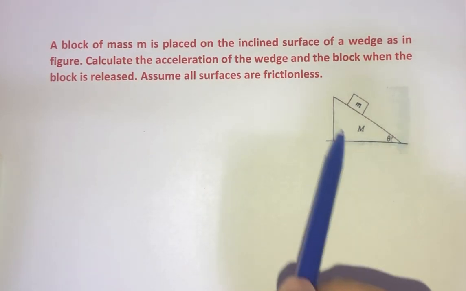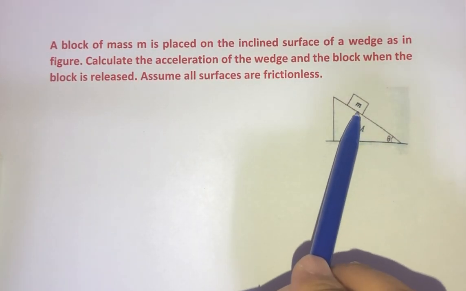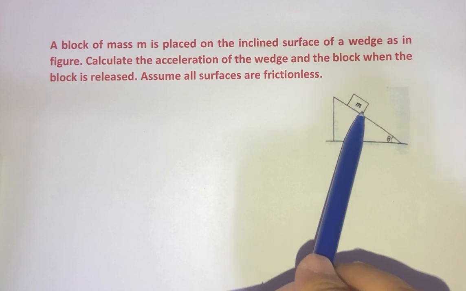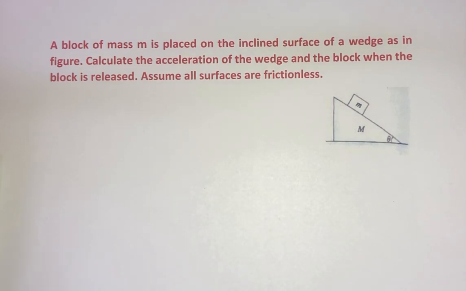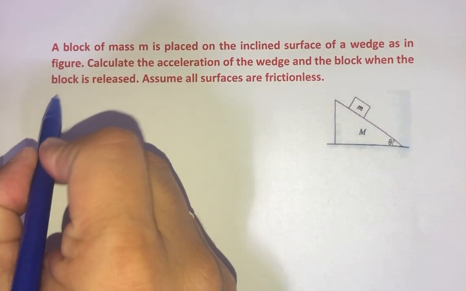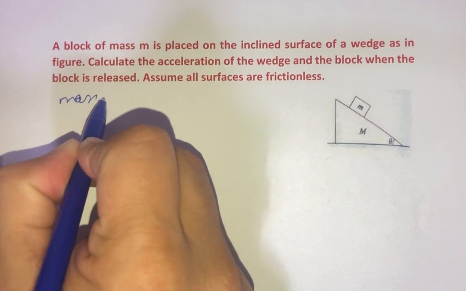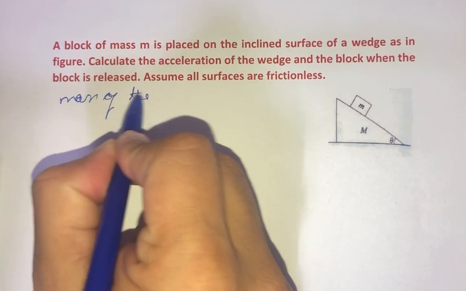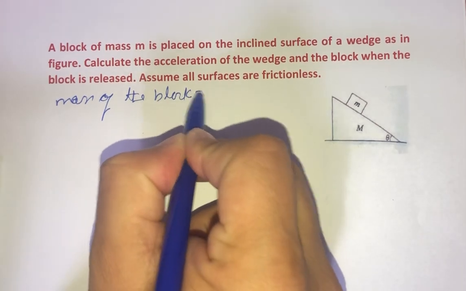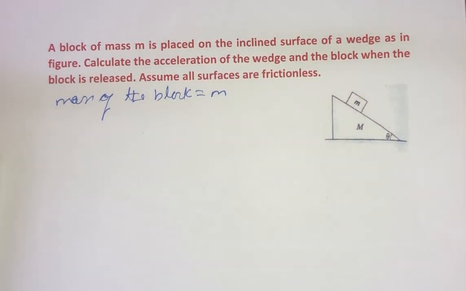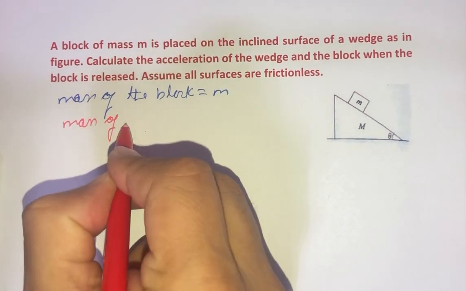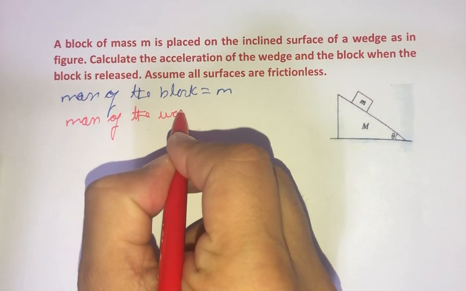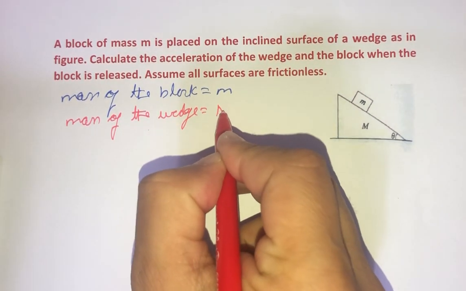Okay, so this is the wedge which is having a mass of capital M, and this is a small block of mass m which is placed on the inclined plane, and it is said that all the surfaces are frictionless. So we can say that mass of the block is equal to small m, and mass of the wedge is given as capital M.